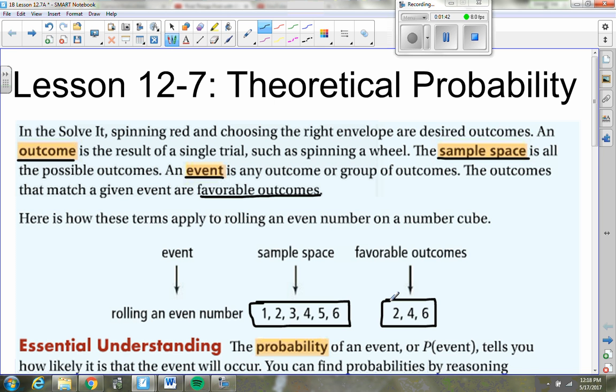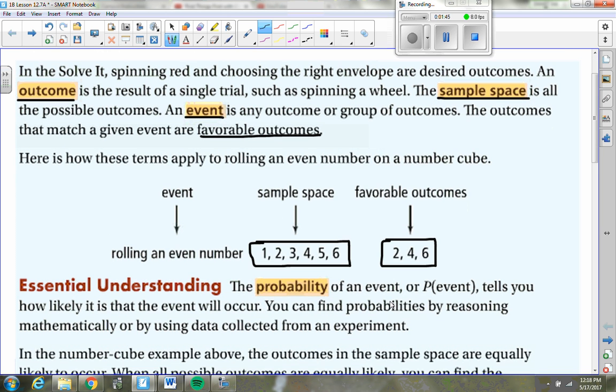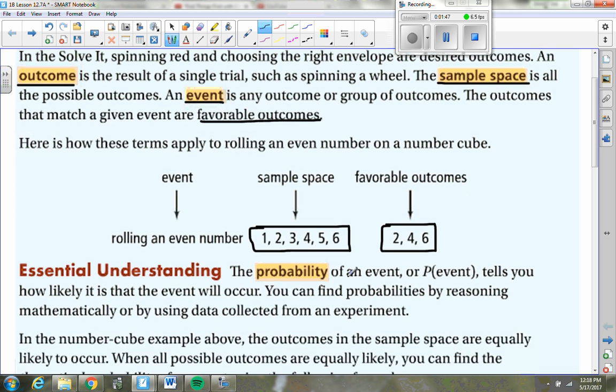All right. Now, the probability of a certain event tells you how likely it is that that event will occur. In this video, we're going to find probabilities by reasoning mathematically. Later on in other videos, we will use data collected from an experiment to do that.